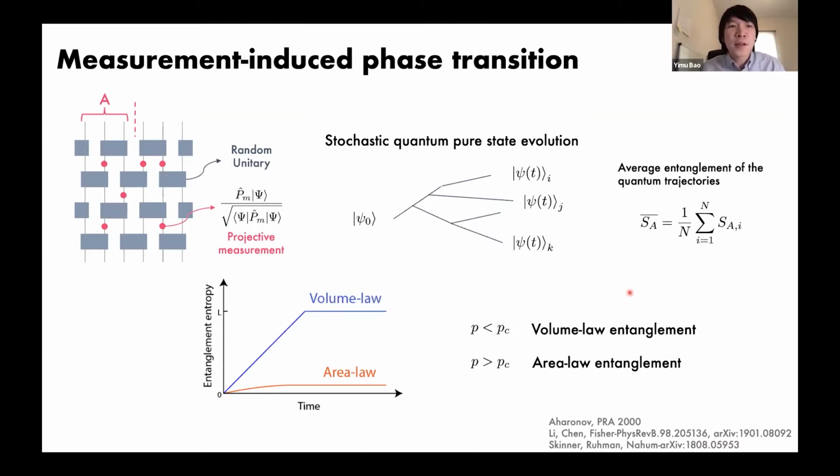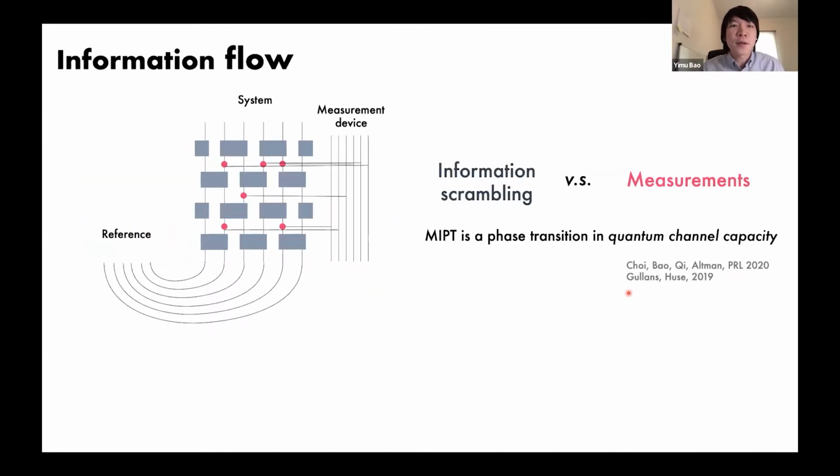First of all, we can understand this phase transition from the perspective of information flow. Let's assume we encode some quantum information through the entanglement with the reference in the initial state, and we evolve the system using this random circuit with measurement. This measurement-induced phase transition can be understood as a phase transition in the quantum channel capacity, which characterizes how much information you can transmit through this quantum channel to the final state.